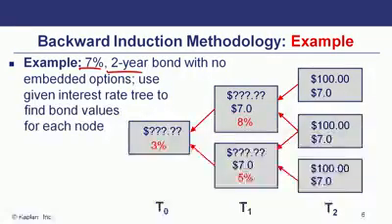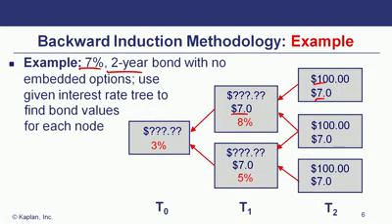So what's going to happen in 1 year from now? I'm going to get a coupon payment of $7. Doesn't matter if interest rates go up or down. I'm going to get $7. It's an option-free bond, so there's no call options or anything like that. And then 2 periods from now, the bond's going to mature. So I'm going to get $100, plus I'm going to get the final coupon payment of $7.